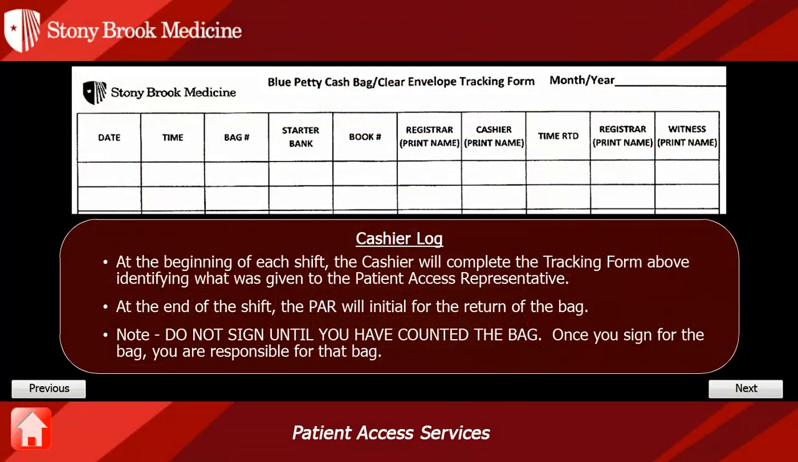At the beginning of each shift, the cashier will complete the tracking form above, identifying what was given to the patient access representative. At the end of the shift, the patient access representative will initial for the return of the bag. Note: do not sign until you have counted the bag. Once you sign for the bag, you are responsible for that bag.